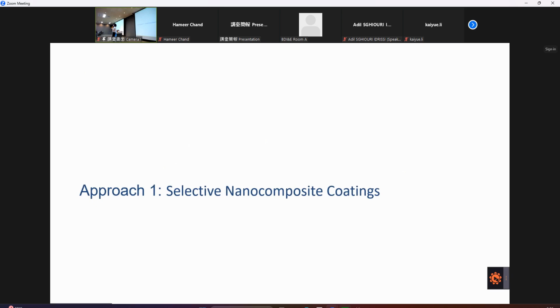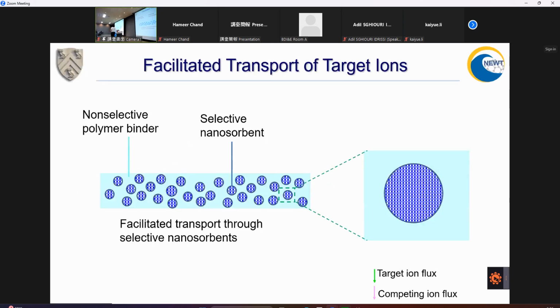So I'm going to give you a few examples of the two different approaches we have taken to achieve ion selectivity in the electrosorption process. The first approach that I will talk about is a selective nanocomposite coating on electrode surfaces. Professor Shang briefly mentioned this in his talk as well. The approach is fairly straightforward. We put a thin nanocomposite coating on the electrode surface. In this coating, you have a polymer substrate and you put these nano-sized sorbent materials that have high selectivity for your target ion. So the concept is very straightforward.